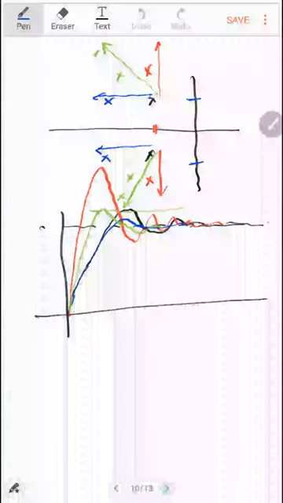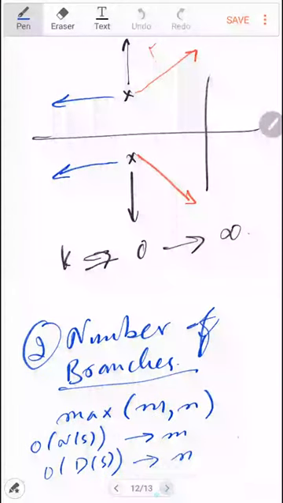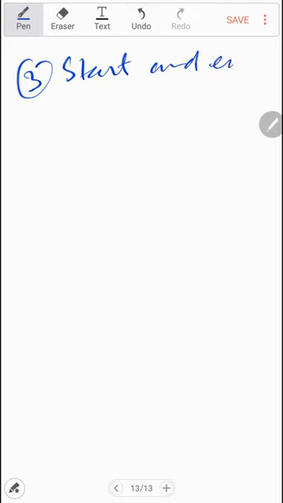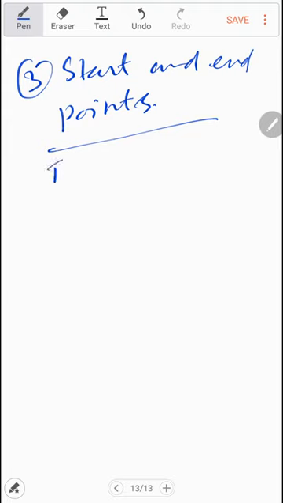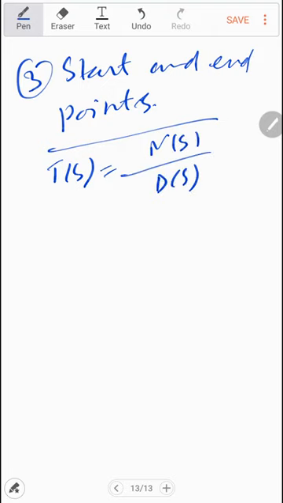Now the third point is the start and end points, and then we will try with some root locus. So number 3 is the start and end points, which means from where the root locus will start and where it should end. We know that from the closed loop transfer function, T of s, we have the numerator polynomial and the denominator polynomial.